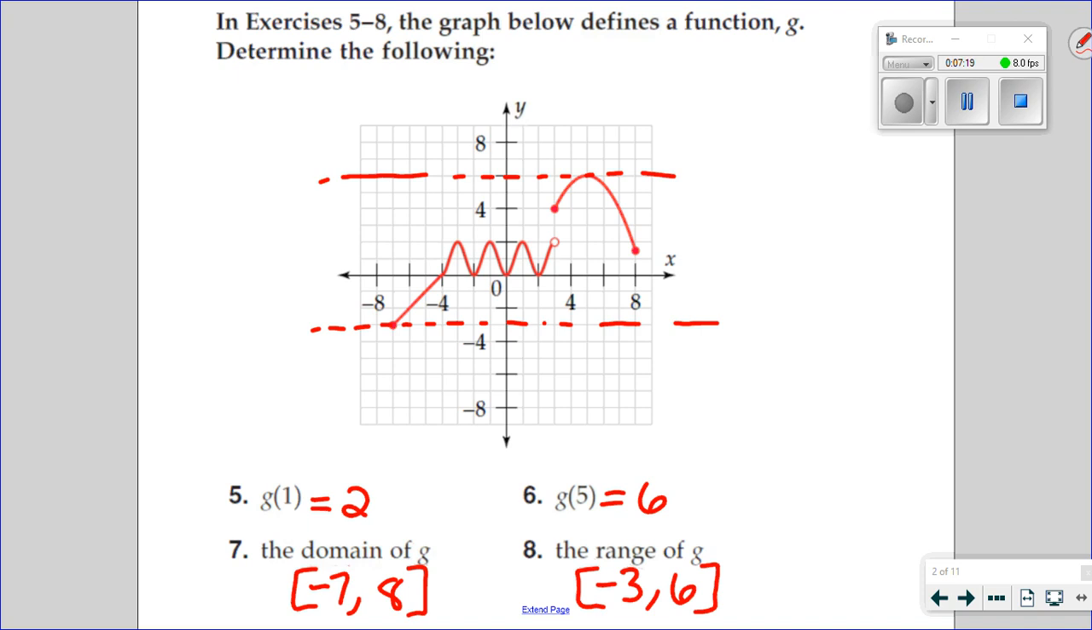Okay, so to find domain, just read the graph from left to right. And to find range, just read the graph from bottom to top. And just be careful. It is important that you get the parentheses and brackets right when you're finding domain and range.